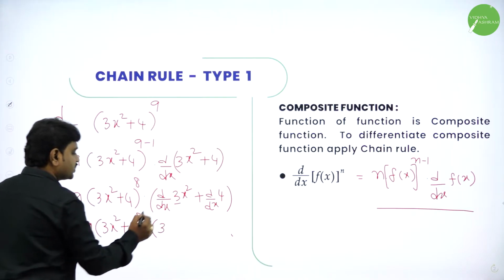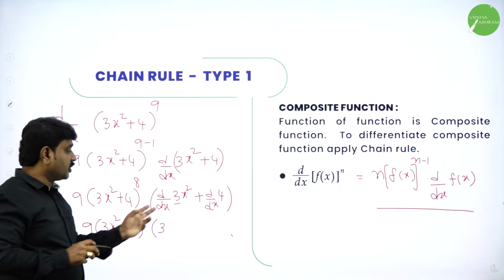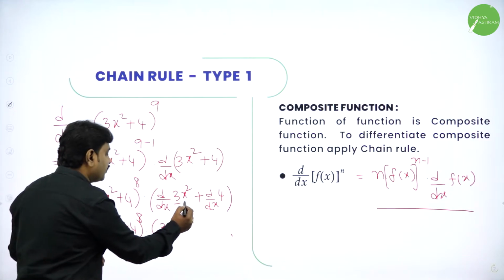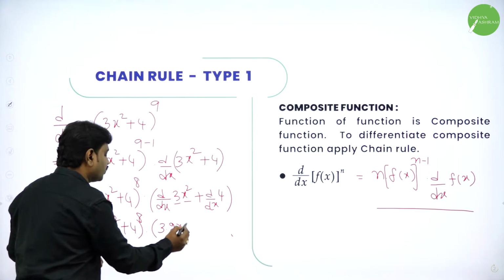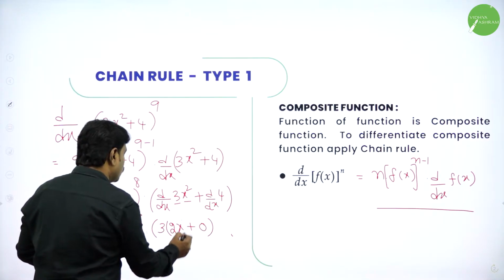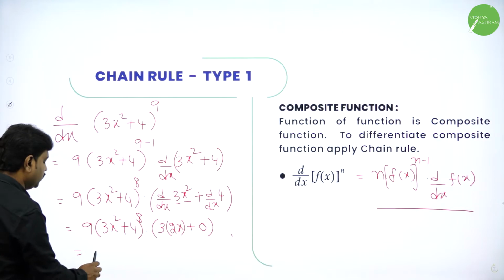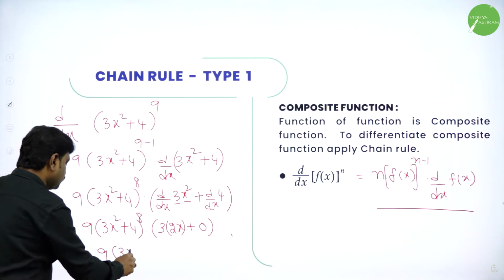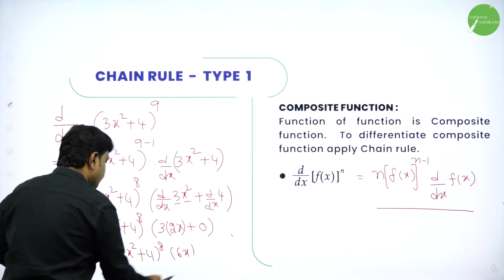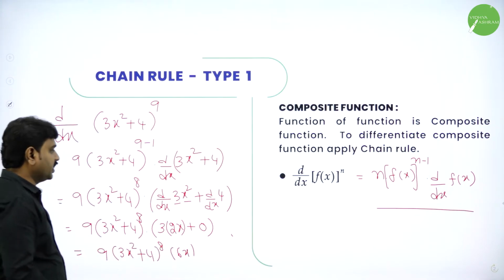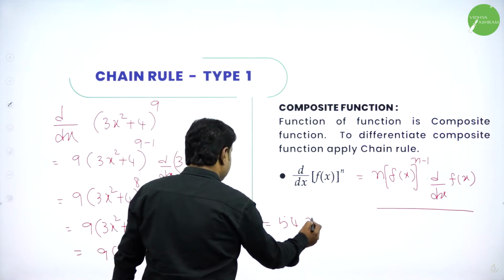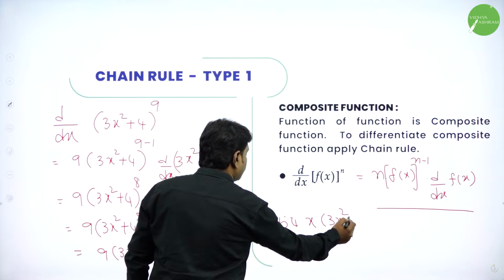All of you know 3 is constant. If you have 3 alone, it will become 0. This is 3x square, so 3 is constant, take it out. Differentiate x square. What is the derivative of x square? 2x. Plus differentiation of 4 is 0. This is 3 into 2x. Now finally, we will have 9 into (3x square plus 4) power 8 into 6x. Further, if you want, you can simplify 6 into 9. 6 into 9 becomes 54, and x into (3x square plus 4) power 8.